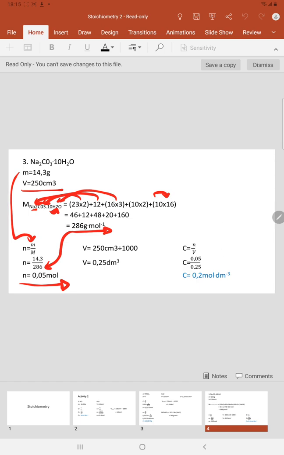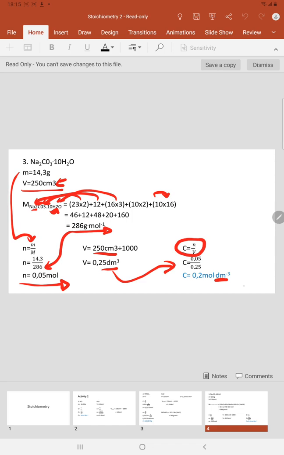In order to find the concentration, we're using the formula C is equal to n over V. We have the value of the volume. However, it is in cubic centimeters. Remember, we work with cubic decimeters for concentration. So we must first convert the cubic centimeters to cubic decimeters. Once we have the value for the volume, we substitute into the equation. Number of moles 0.05, volume 0.25. This gives us a concentration of 0.2 moles per cubic decimeter.